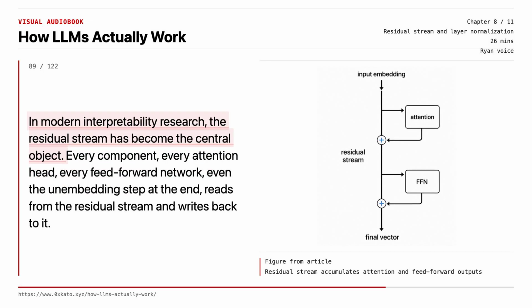Transformers inherited the same trick. In modern interpretability research, the residual stream has become the central object. Every component, every attention head, every feed-forward network, even the unembedding step at the end, reads from the residual stream and writes back to it.